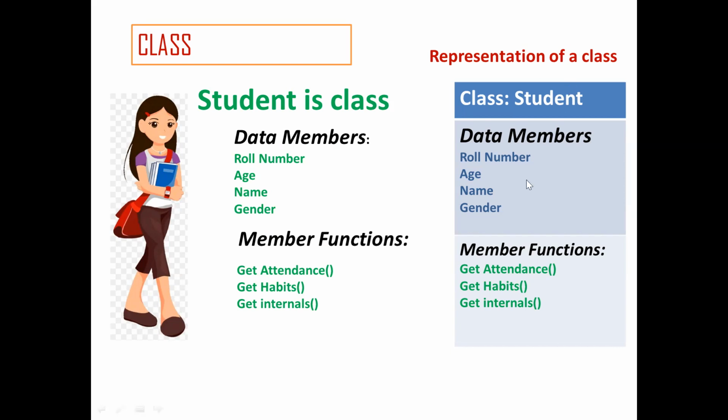So now this is a representation of class. A class can be represented like this. We can have a rectangle box, divided into three parts. The first part will consist of the name of the class, the second part will consist of the data members, and the third part will consist of the member functions.